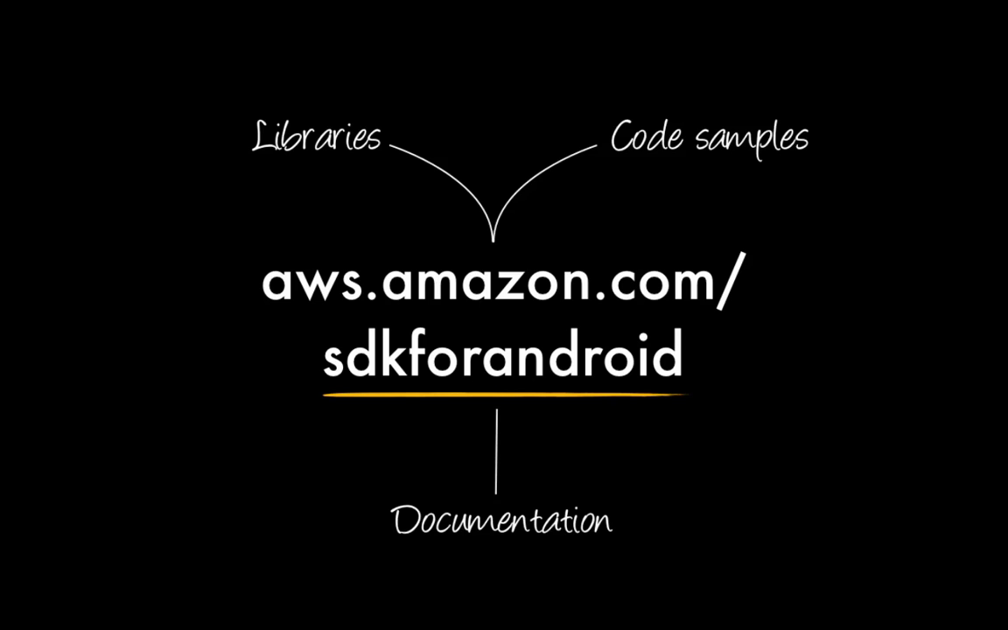Finally, you'll need to download the AWS SDK for Android itself, available from aws.amazon.com/SDK for Android. The SDK comprises the libraries themselves, some code samples, and developer documentation. So with that, let's take a closer look at how to use the AWS SDK for Android with an example.